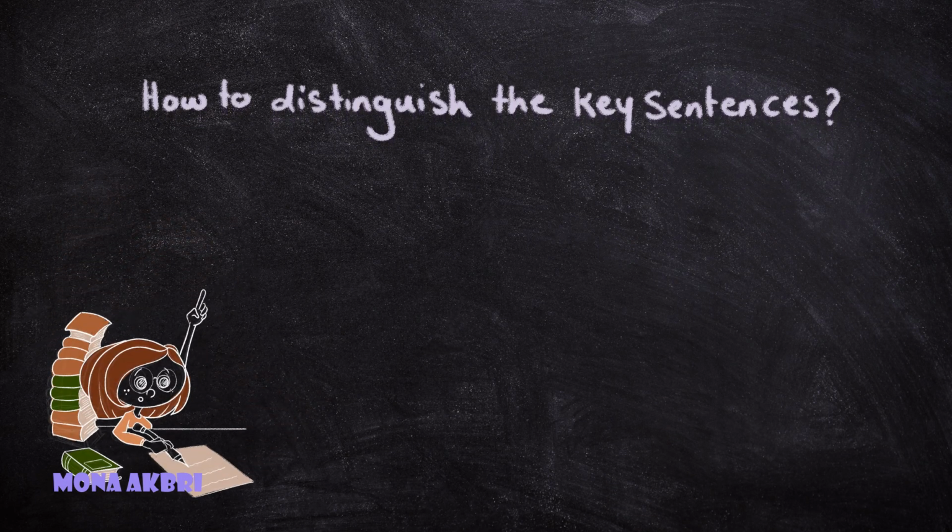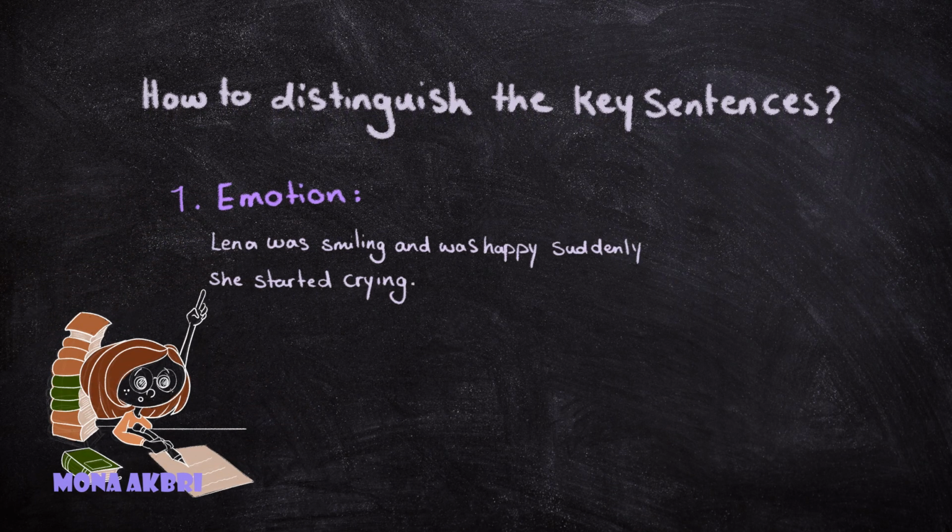Here are the answers. The first one is emotion. When we have two different emotions in a scene, or we see that the sentence is describing a very important emotion of the main character. For instance, Elena was smiling. Okay, I will underline it. It is telling the emotion, so I will draw it. And was happy. Okay, smiling and happy are almost the same. I can draw both in one window. I don't need to have separate window.